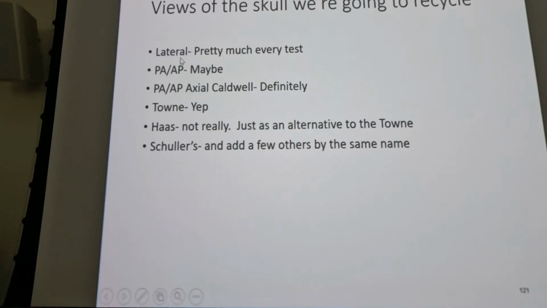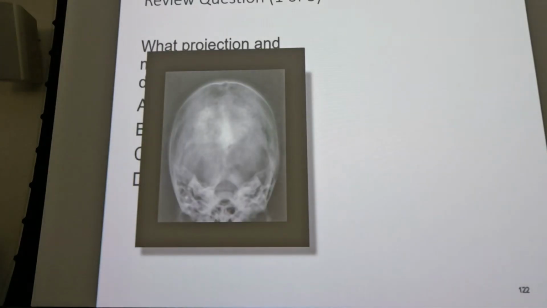Okay, so the ones we're going to do over and over: lateral, pretty much every one on every test. AP and PA on a lot of them, AP and PA Caldwell. Towns, we're going to see over and over again. Haas is an option, but we just don't see it a whole lot. For some reason, Towns is really the go-to, even though it's AP. And the Schulers, we're going to see, again, over and over again. Also with Schuler's, what we're going to see are other views or other methods also named Schuler's. Okay? Any questions?